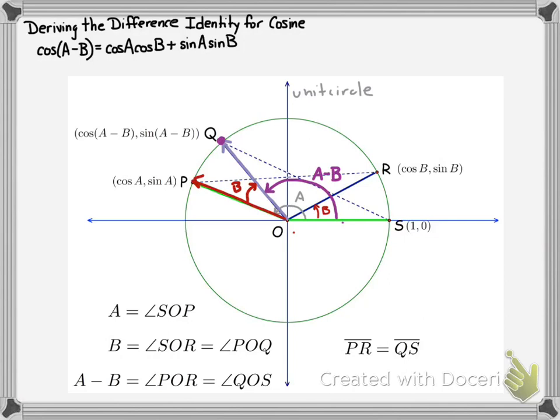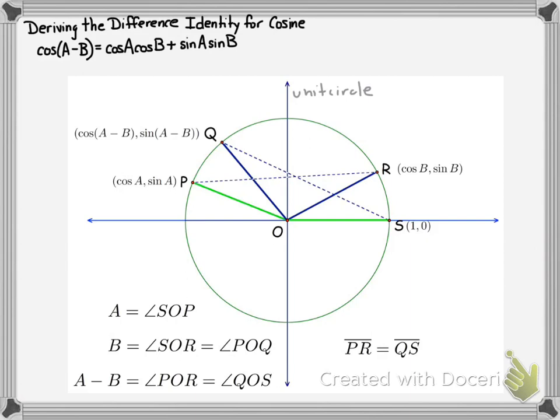Okay, so now we have all of these angles drawn on here, and I hope I've convinced you that P, Q, and R have their coordinates that are drawn there. So let's erase some of this stuff, and let's look at a blank slate.